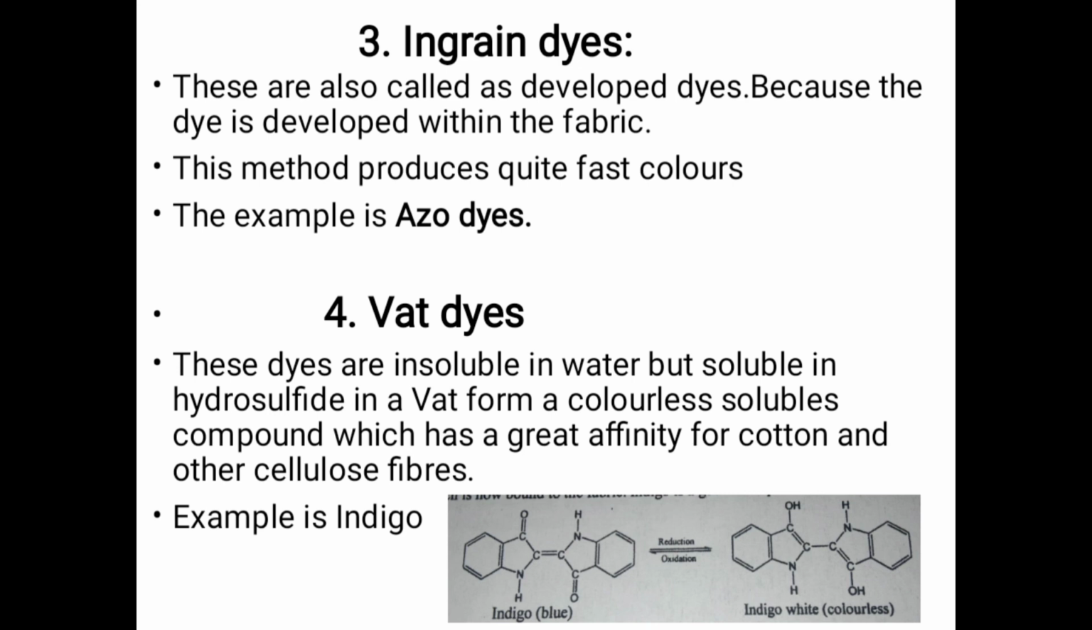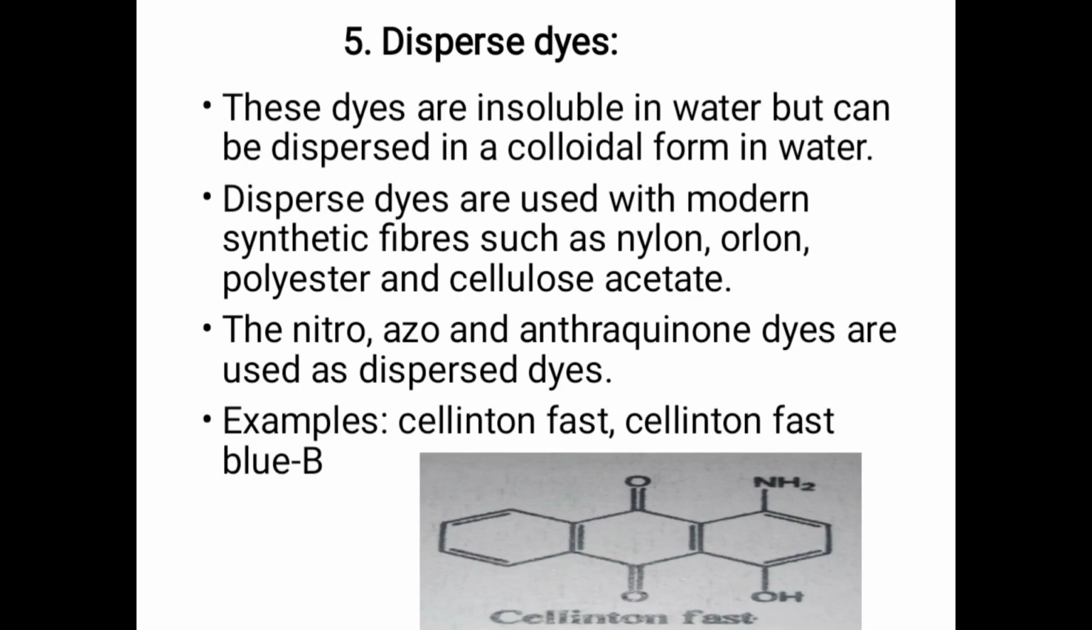An example is indigo. Dispersed dyes. These dyes are insoluble in water but can be dispersed in a colloidal form in water. Dispersed dyes are used with modern synthetic fibers such as nylon, orlon, polyester and cellulose acetate. The nitro, azo and anthraquinone dyes are used as dispersed dyes. Example: Celliton Fast Blue B.